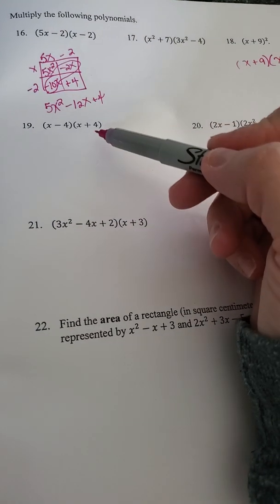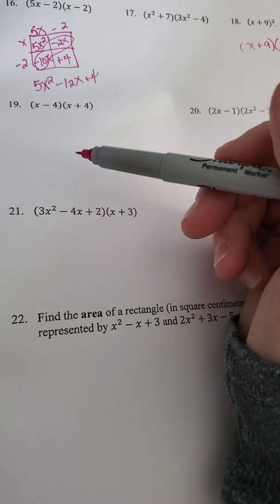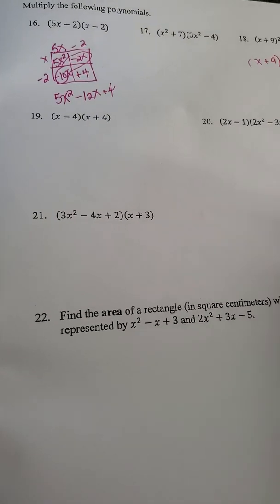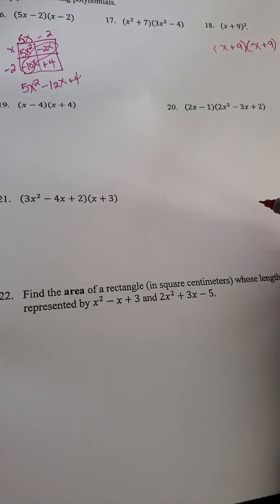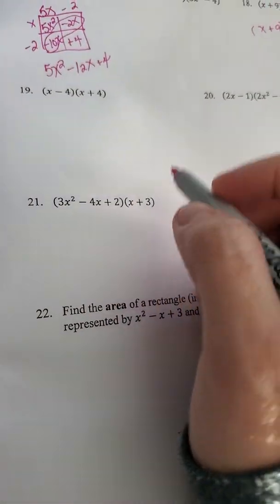Over here you have a conjugate pair. If you recall, what happens with conjugate pairs is that we lose the middle term. They cancel out, so your result will be a binomial. We call that the difference of 2 squares. Okay, and I'm going to level you up. I'll take you to 21, where we have a 3 by 2.